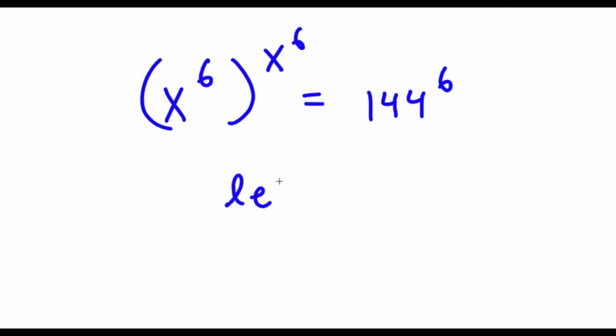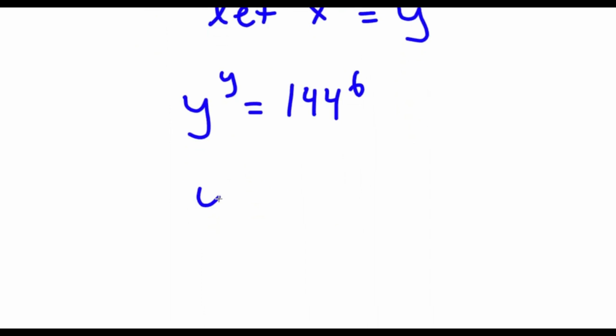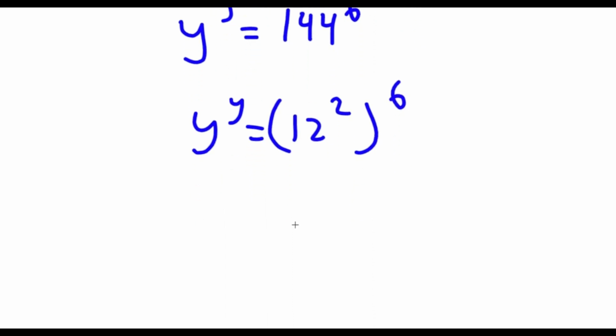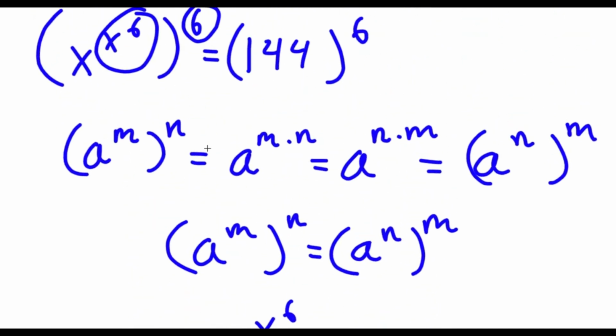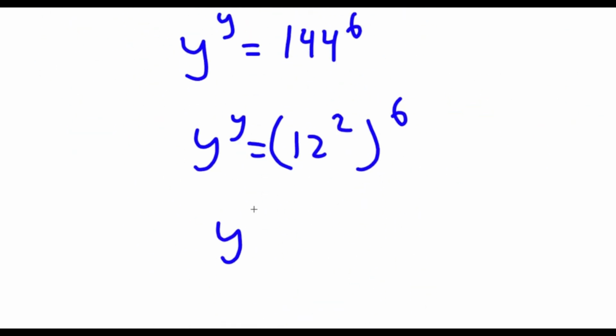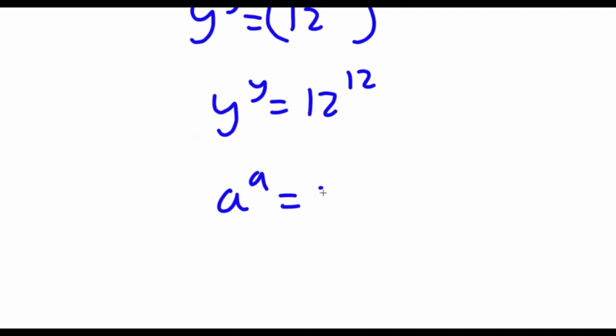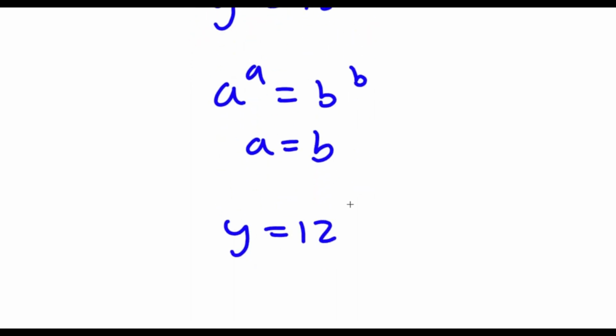Now I'm going to let x to the power of 6 equal the variable y. So now I have y to the power of y is equal to 144 to the power of 6. Now 144, this is the same thing as 12 to the power of 2. So now I have 12 to the power of 2 to the power of 6. And remember, if I have something in the form a to the power of m to the power of n, this is equal to a to the power of m times n. So 2 times 6 is 12, so I have y to the power of y is equal to 12 to the power of 12. Now if I have something in the form a to the power of a is equal to b to the power of b, this means that a is equal to b. So in this case, y is equal to 12.